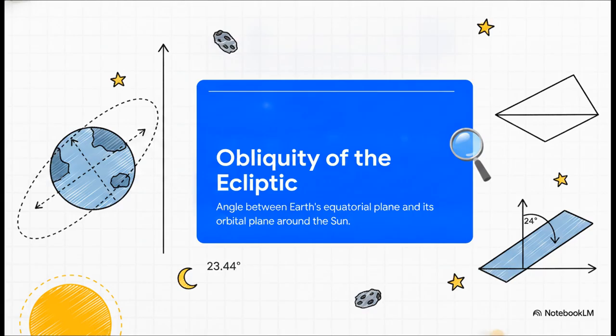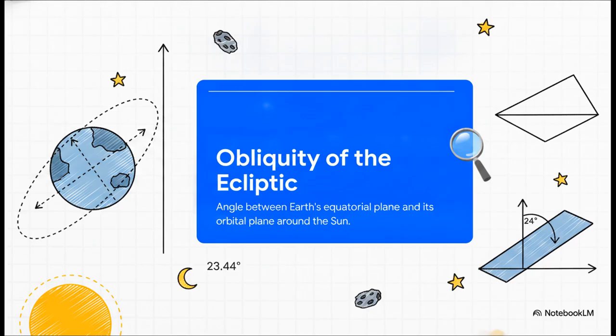Now, astronomers have a really fancy, complex-sounding term for this, the obliquity of the ecliptic. Let's break that jargon down so it's crystal clear. It is simply the angle between Earth's equatorial plane and its orbital plane around the sun, which we call the ecliptic plane. Or actually, if it's easier to visualize, you can think of it as the angle between Earth's rotation axis and a straight vertical line pointing directly up from that orbital track.